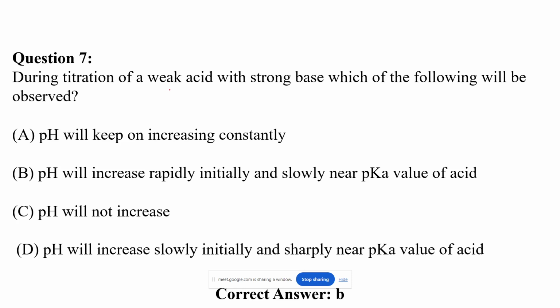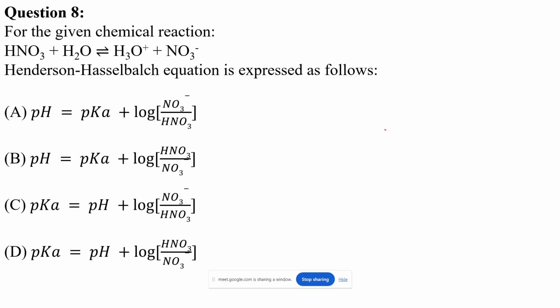Since it's a weak acid, if we have a weak acid HA, it will dissociate into H plus and A minus. If I have a weak acid and I keep adding strong base, initially what will happen? Initially the pH will rapidly increase. Why? Since it's a weak acid, actually dissociation won't start very quickly.